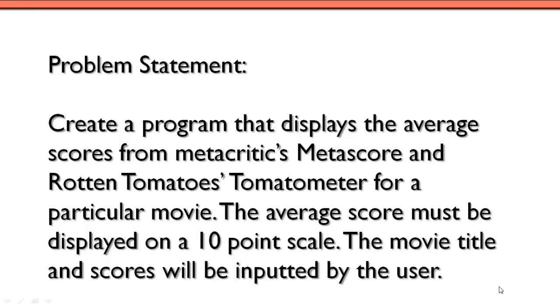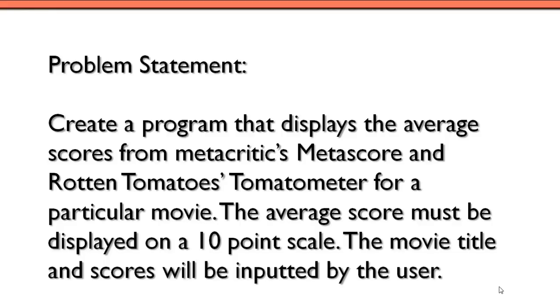Okay, so for the other topics that we're going to be looking at in this video, comments, pseudocode, basic arithmetic operations, type conversion, and integer division, we'll look at as we solve this particular problem here. So this is the problem statement we have. It says we want to create a program that displays the average scores from Metacritic's Metascore and Rotten Tomatoes Tomatometer for a particular movie. The average score must be displayed on a 10-point scale. The movie title and scores will be inputted by the user. So this is our problem statement, our basic requirement specifications for this program. And based off of that, we're going to devise an algorithm, and then we'll implement the actual C++ code.